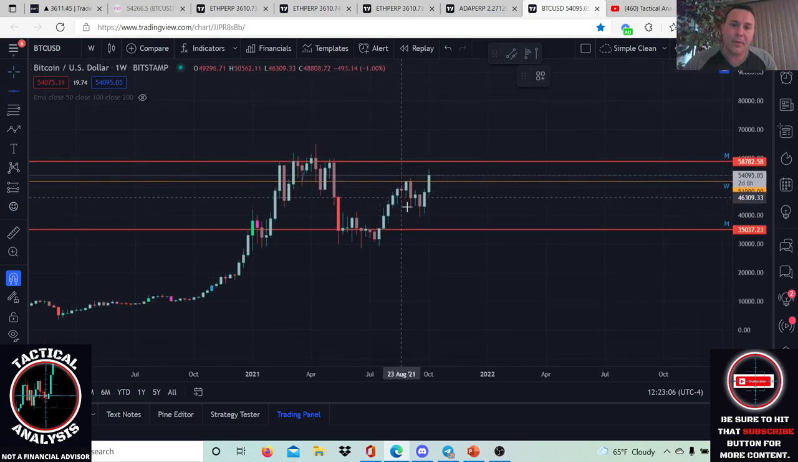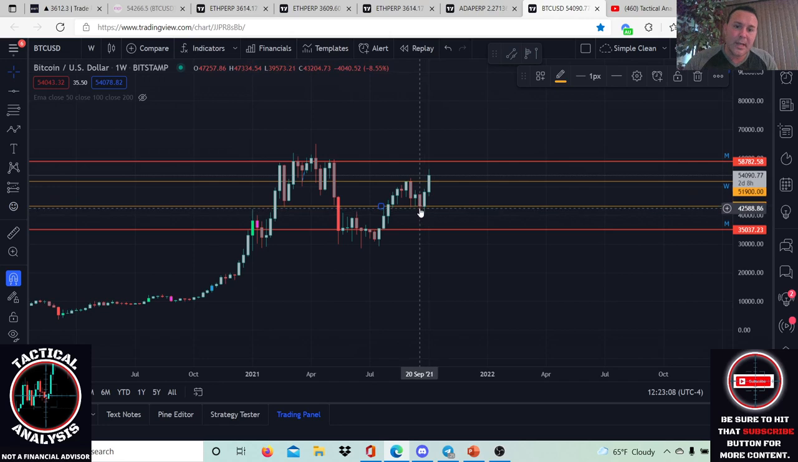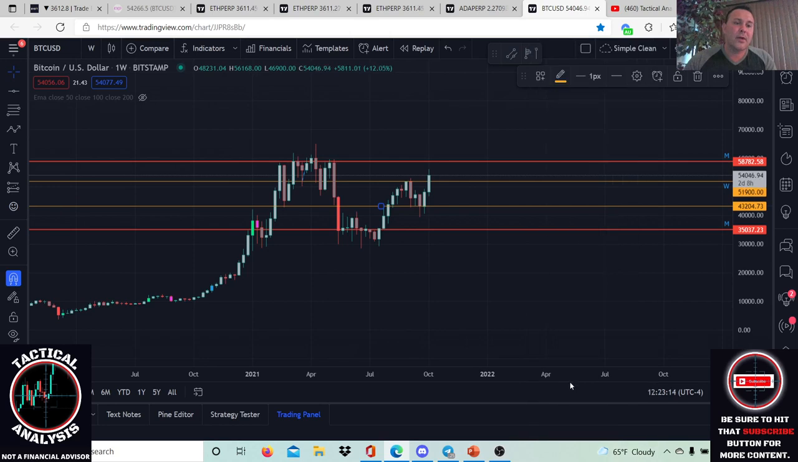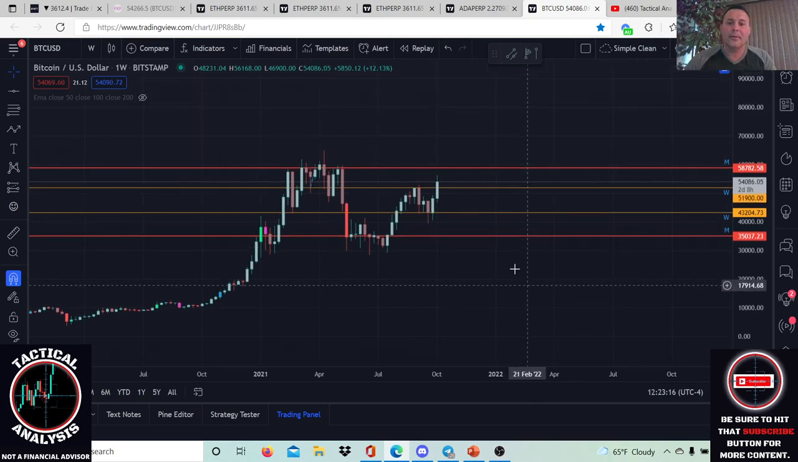We start looking for more pivots. Here's one here. Price comes down, open, close, pivot. Go back to your templates. All right, slide down, WSR. Okay, we got another one down here.